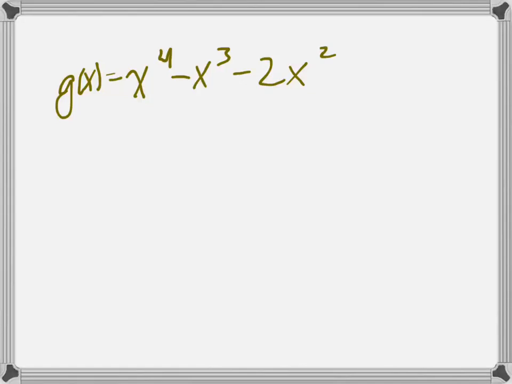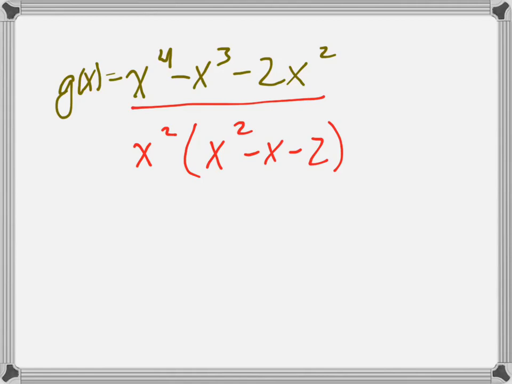Alright, it wants us to find all of the zeros of this graph. Now this is easier because we can already see if we factor out an x squared, it's going to turn into a much easier problem. Over here, the 7's cancel.